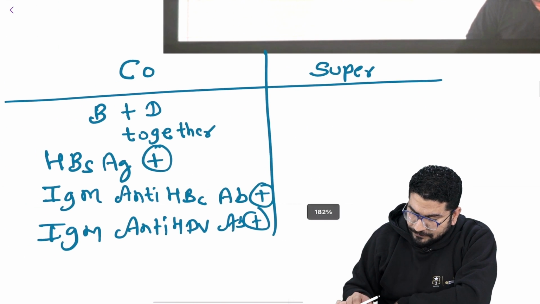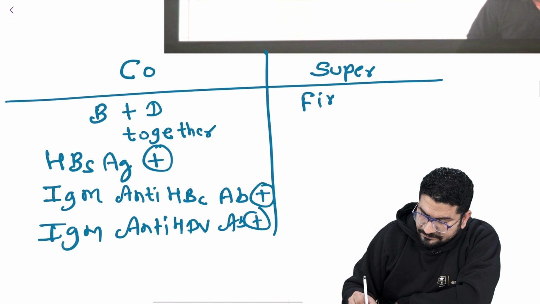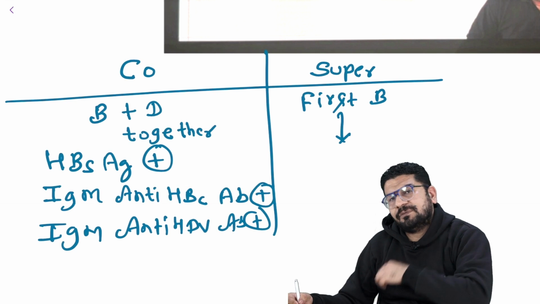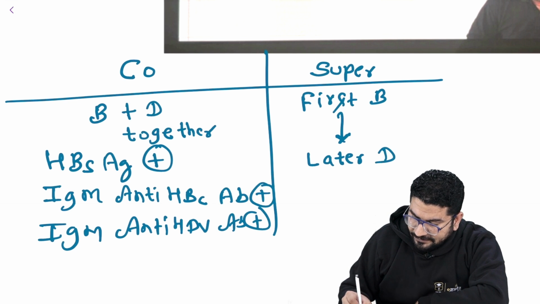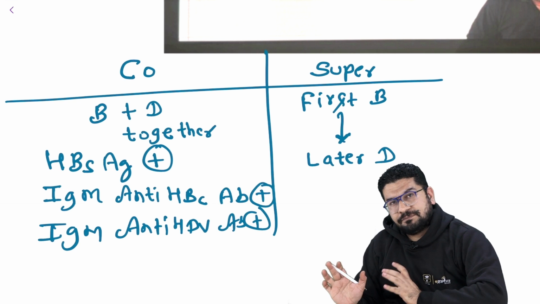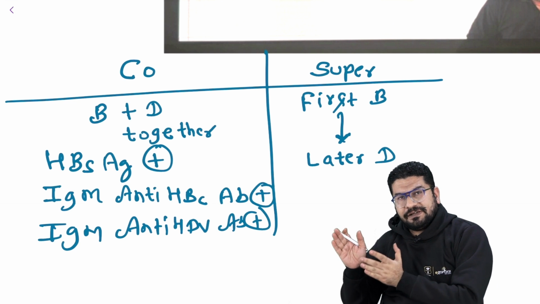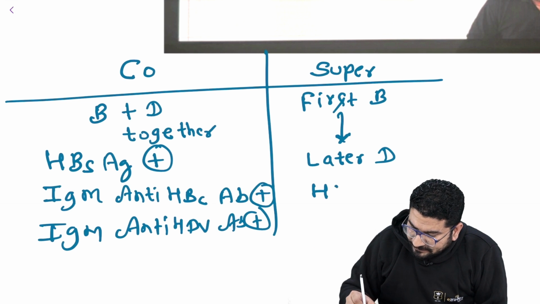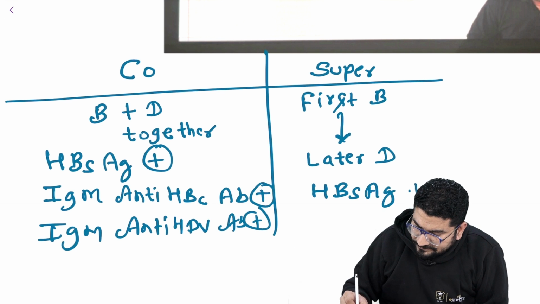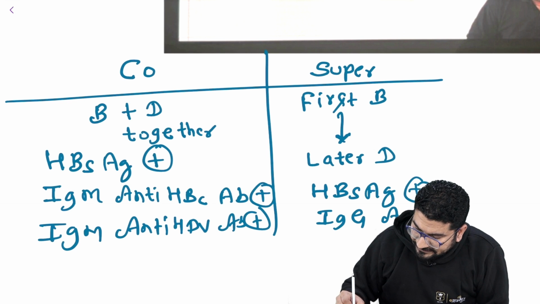Now in superinfection you will see first there is infection with hepatitis B. Then immunity is weak, and later on there is infection with hepatitis D. So first B, later D. When B is first, it is B for many weeks or months, so it means B is becoming chronic. So chronic hepatitis B, how do we write it? HBs antigen positive and IgG anti-HBc antibody positive.